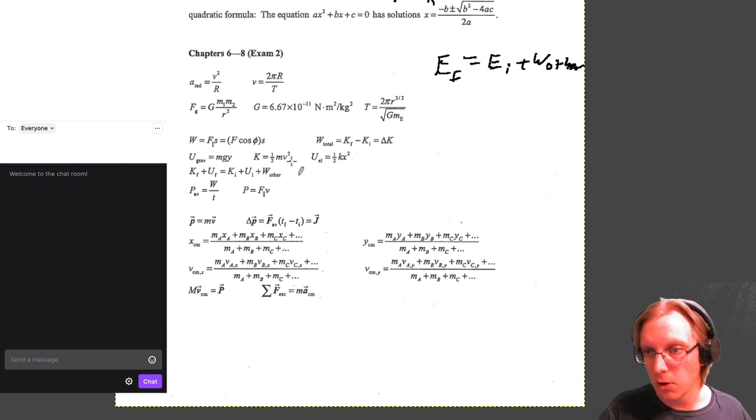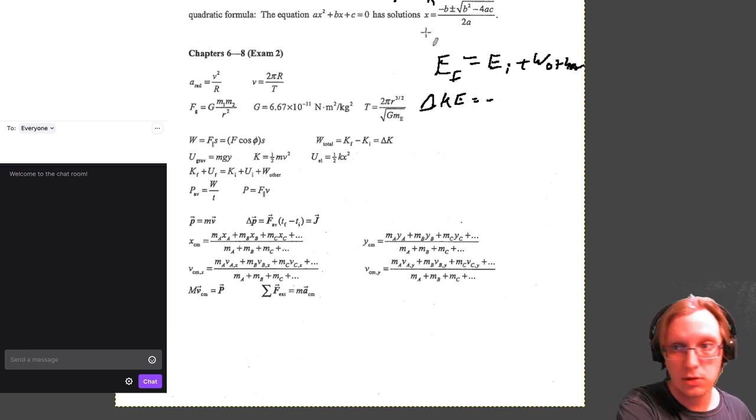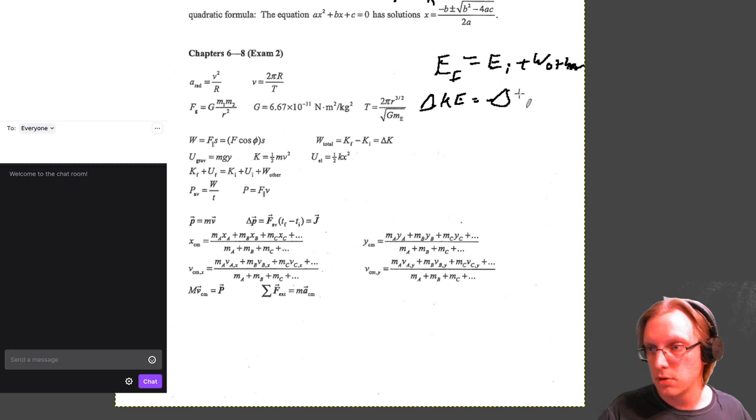This is basically how I ended up dividing it. You could also do it as delta KE equal minus delta U, and then plus work other here, right? Make sure the signs are right. Work other could be done this way. I like doing it this way.